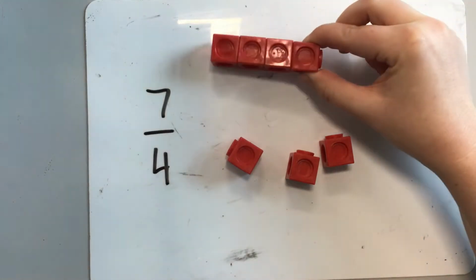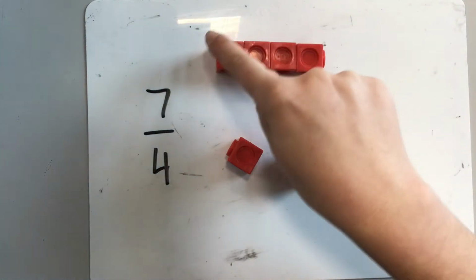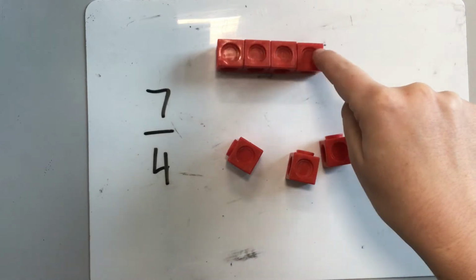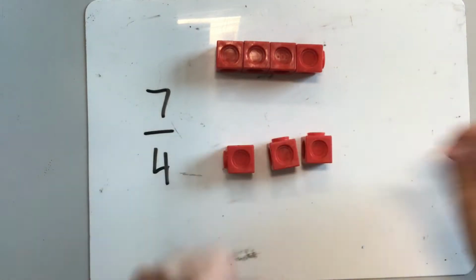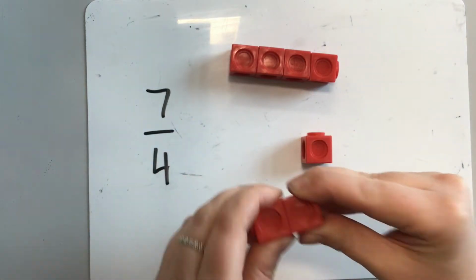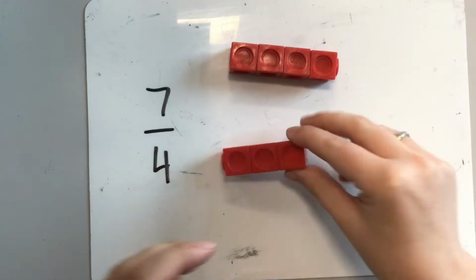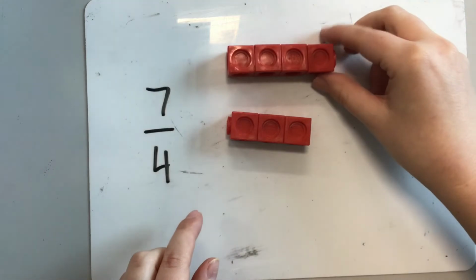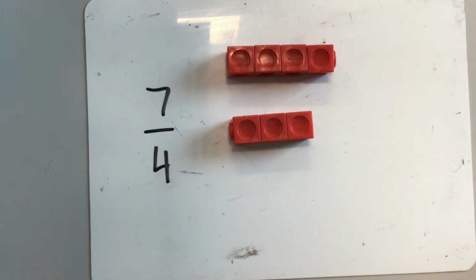So there I've got 1 whole. Can you see? Because I've got 1, 2, 3, 4. But there's these 3 left over. And can I make a whole with just 3 quarters? And the answer is no, you can't. It won't be whole because you need 4 quarters to make a whole.